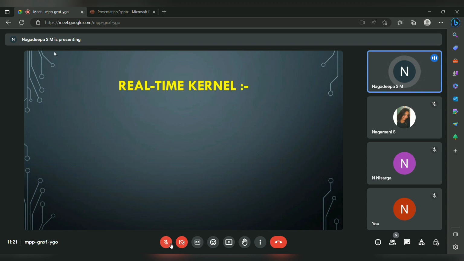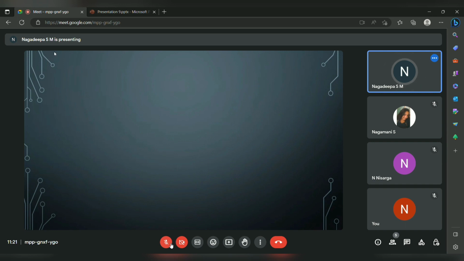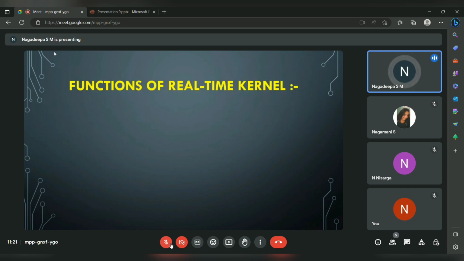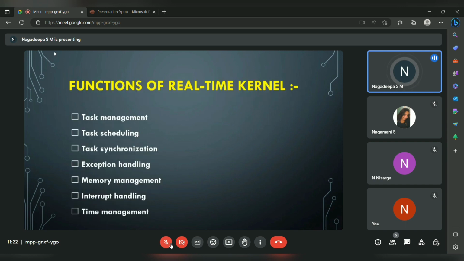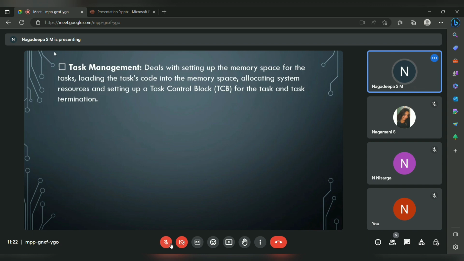So, real-time kernel. What is a real-time kernel? The kernel of a real-time operating system is referred to as the real-time kernel. The real-time kernel is highly specialized and contains only the minimal set of services required for running the user task. These are the functions of the real-time kernel: task management, task scheduling, task synchronization, exception handling, memory management, interrupt handling, and time management. So let's look deeper into these functions.